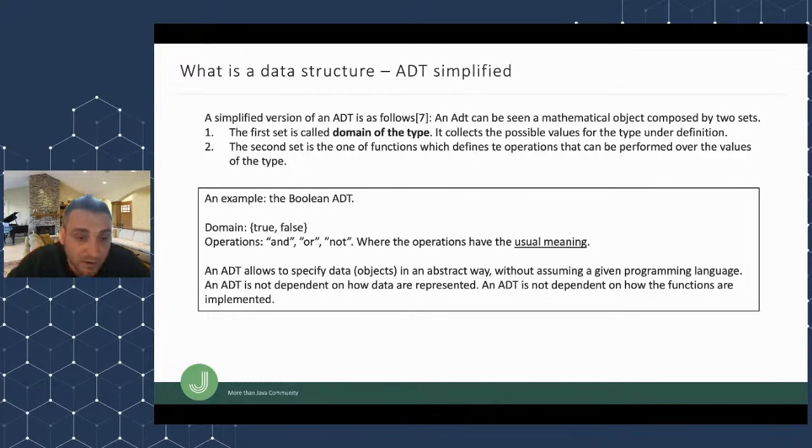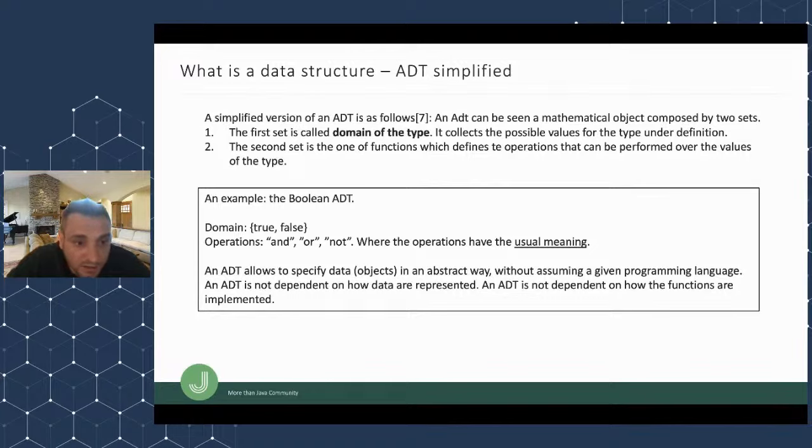The Boolean abstract data type is defined by two sets. The first set is the domain of the type, true or false. So whatever we capture in the domain of the type, every possible value for the new type we are defining. So we want to define the Boolean type. First step, we have to understand all the possible values that the type can assume. And in the case of Boolean, this domain is true or false.